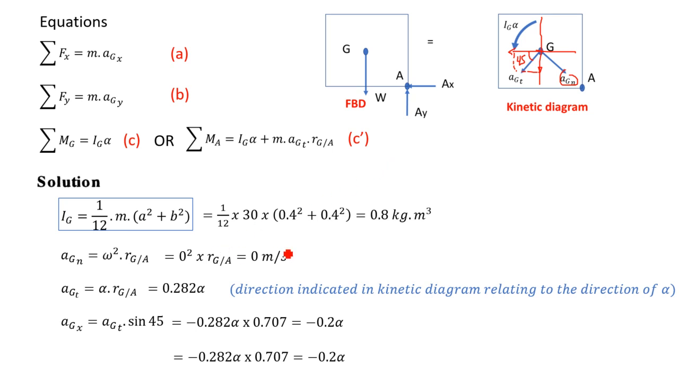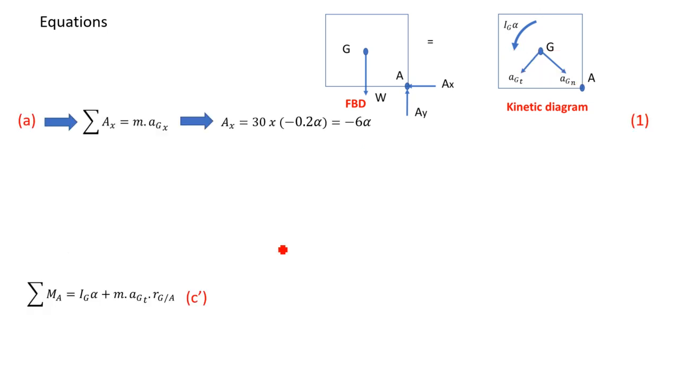Okay, so we can find both, and both are going to the left and downwards, so it's going to be negative 0.2 alpha. Okay, so now from here we're going to start to do the calculation using these parameters. Going to equation number 1, the AX is going to be the mass multiplied by the AGX, and this will give me that the AX is equal to negative 6 alpha.